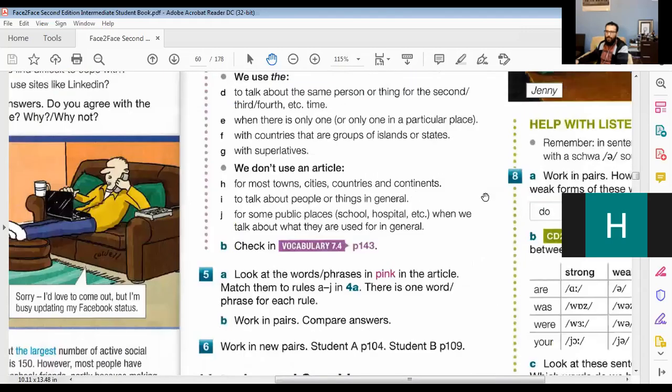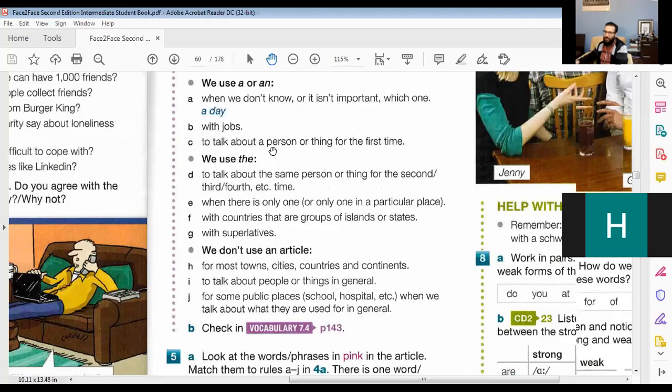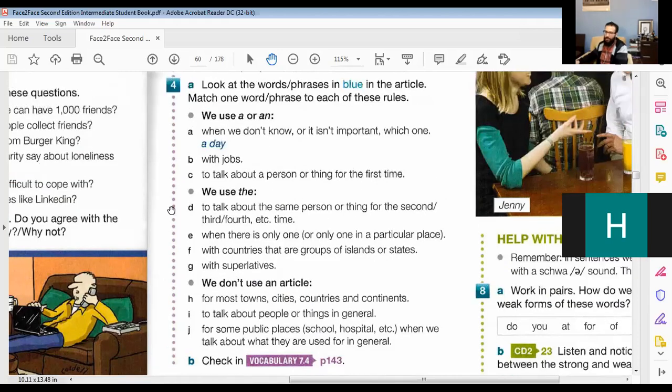An equal thing. The world is like the internet. Yes, the sun. Yes, when there is only one. There is only one. It's a unique thing. It's a unique item. There's only one. Correct. All right. So they're trying to get you to understand when to use these articles, how to use them, and the different situations.